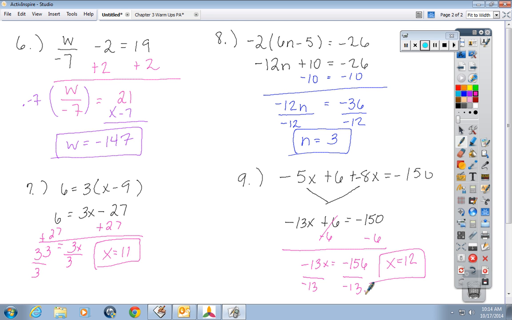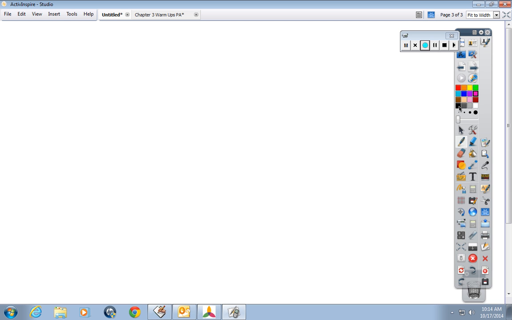What about number 10? Number 10 is very similar to number 9. Okay. All right. Number 10 was -3n plus 18 plus 5n equals 38. First thing I'm going to do is combine these two. So what's -3n plus 5n? 2. So I get 2n plus 18 equals 38.